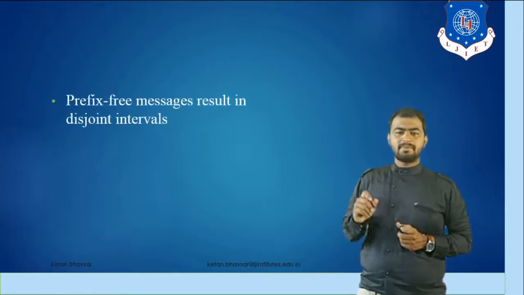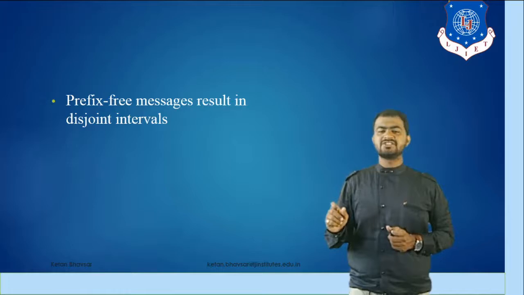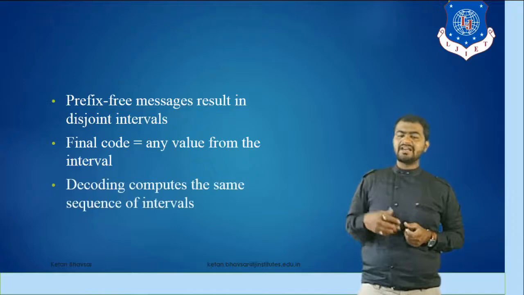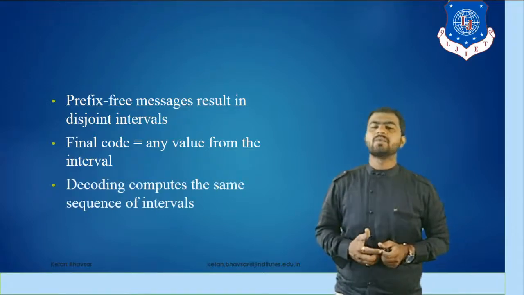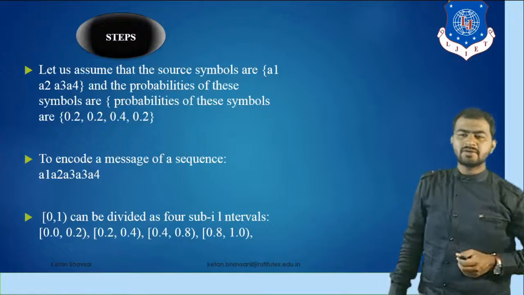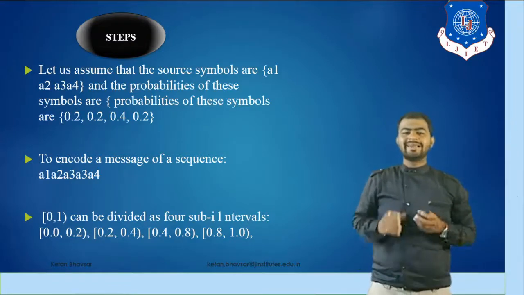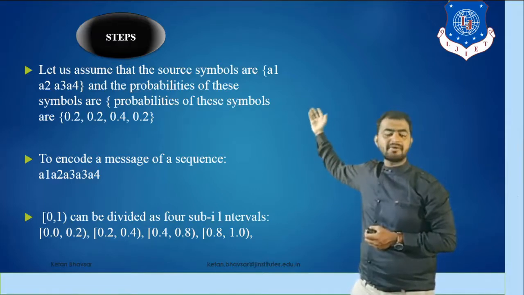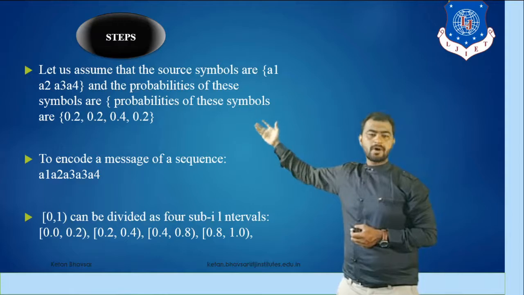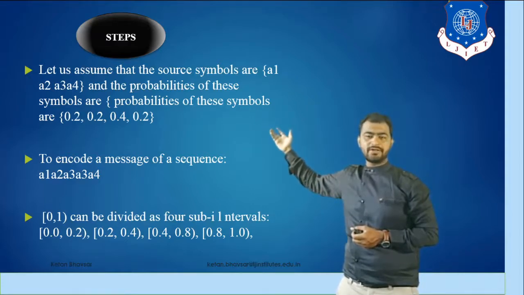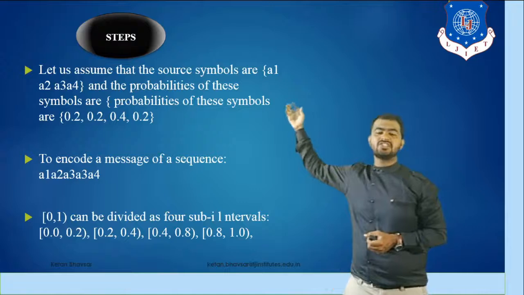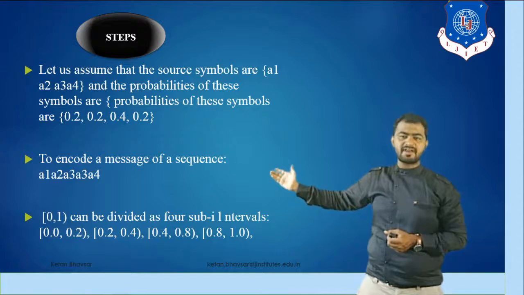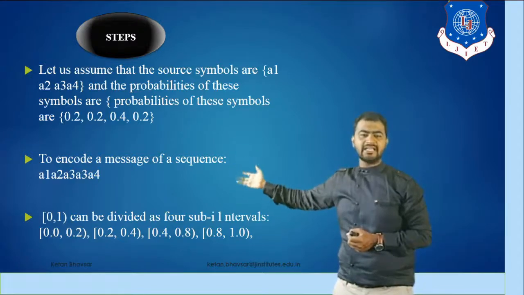Now, a prefix-free message results in disjoint intervals. The final code is equal to any value from the interval, and decoding computes the same sequence of intervals. So let us assume that the source symbols for arithmetic coding are A1, A2, A3 and A4, and the probabilities of these symbols are 0.2, 0.2, 0.4 and 0.2. Now the question arises in our mind, why do we take 0.4 here and the remaining three are 0.2? So the answer is here. Suppose you have an input sequence like this: A1, A2, A3, A3 and A4.